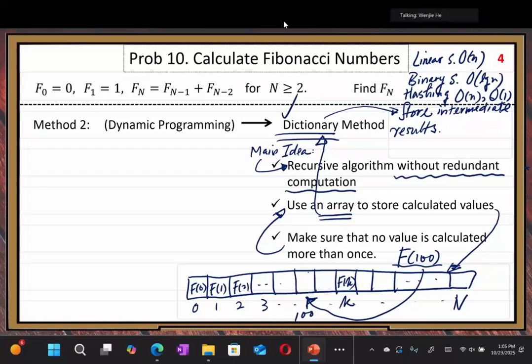But next, another question: how do you do the checking? How do you check if F100, its value, is already calculated before? That's another question, right? Here you can see, we need to fix all the details. Then we can write our program. After all these important points are addressed, we are ready to write the program.